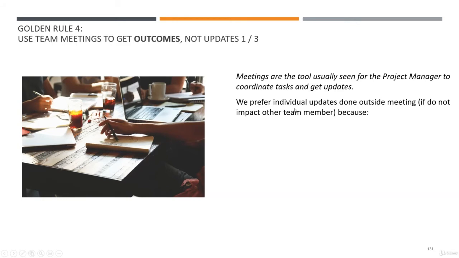We prefer individual updates done outside the meeting. So you have Mary working on the task, but if it's an independent task that she doesn't rely on anyone, you can get that update yourself outside the meeting. So one-on-one update, it's easier to challenge. You don't want to challenge Mary in front of everyone, right? If there's something a bit dodgy, if it takes longer than thought. So it's easier, it's less confrontational, and it's better also for team morale, I believe.